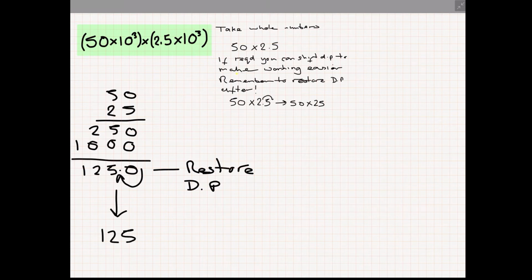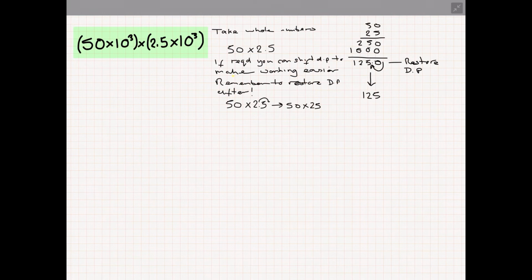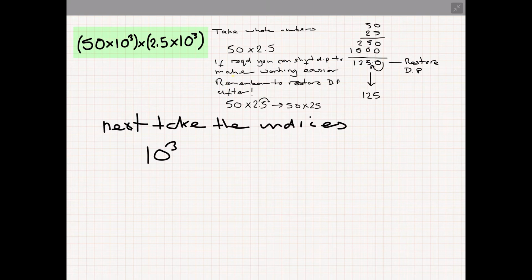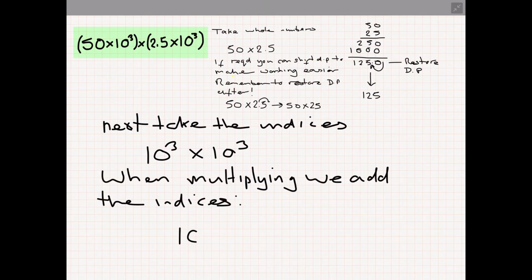The next stage is we then take the indices, in this case 10 to the 3, and multiply this with the other indice, which is also 10 to the 3. Now when we're multiplying indices, what we actually do is we add the indice values. If we divide, then we subtract. So we add our two indices up. 10 to the 3 plus 3 gives us 10 to the 6th.